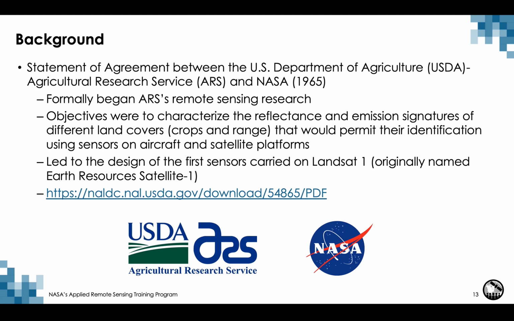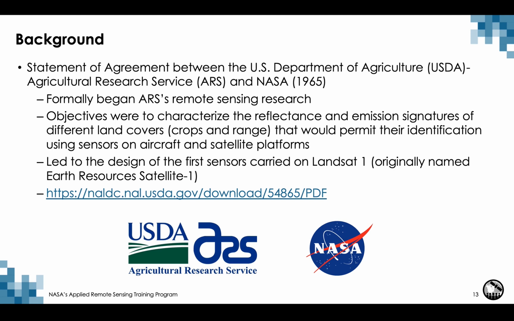With the proven ability to observe Earth from space with multispectral instruments, a statement of agreement was signed between the U.S. Department of Agriculture and NASA in 1965. This interagency collaboration formally began remote sensing research with the USDA's Agricultural Research Service. The objectives were to characterize the reflectance and emission signatures of different land covers, both crops as well as rangeland, that would permit their identification using sensors on aircraft and satellite platforms.